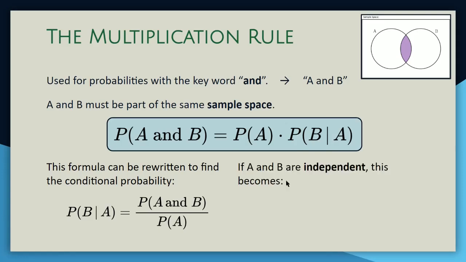Another nice thing is if we know A and B are independent, meaning the probability of B happening doesn't depend on A, that conditional probability just becomes the probability of B. So P(A and B) would just be P(A) times P(B).